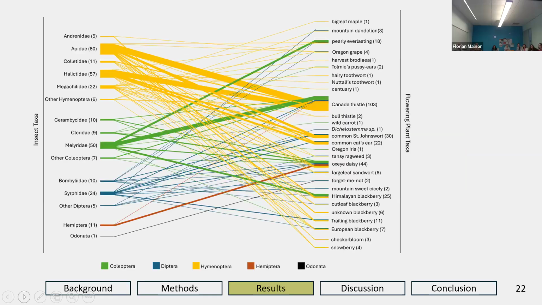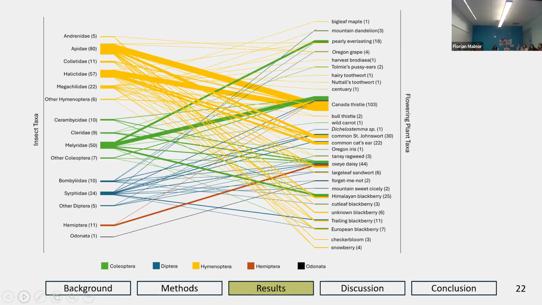So here's this pollination network that I made. I made this in Microsoft PowerPoint, by the way. It was a challenge, but on the left here are the different insect groups. So in yellow are all the different families of order Hymenoptera, the bees and wasps. The green is the different families of beetles. The blue is the different fly families.